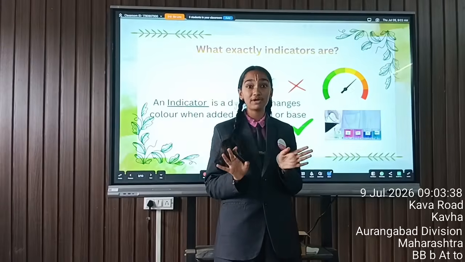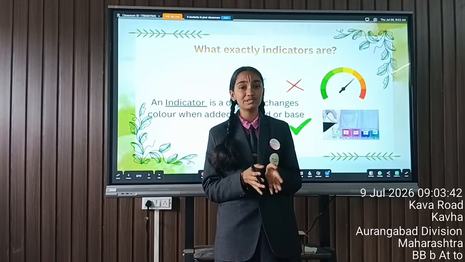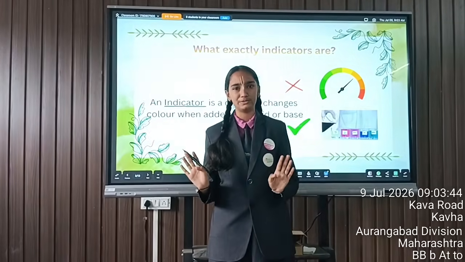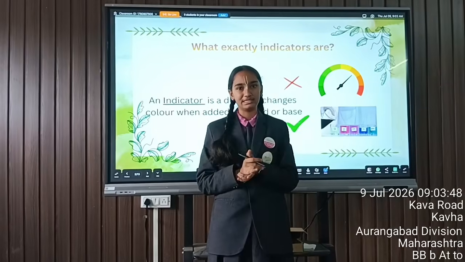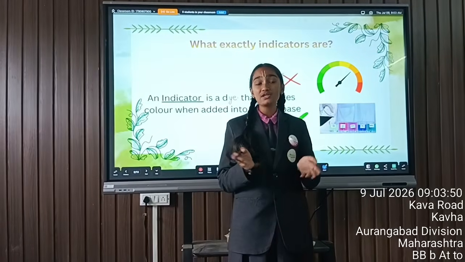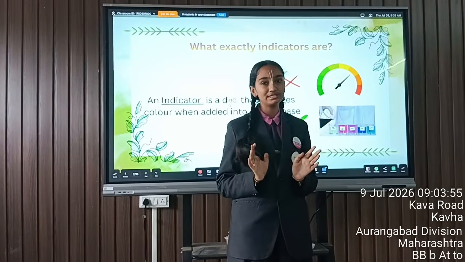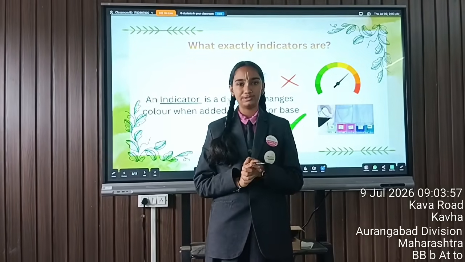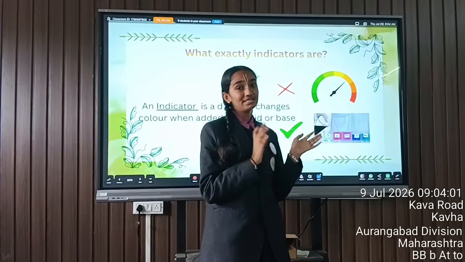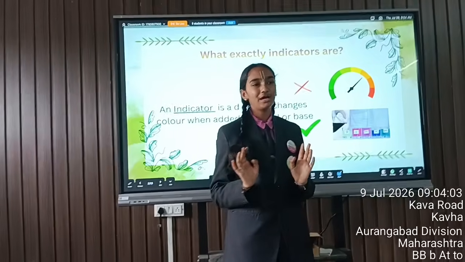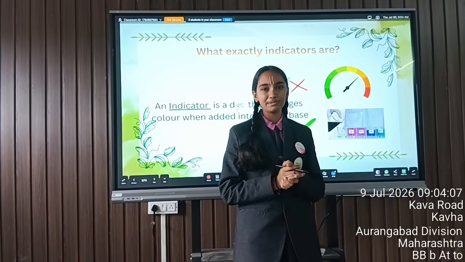I know that in one beaker there is an acidic solution, in one beaker there is a basic solution, and in one beaker there is a neutral solution. But I don't know which solution is in which beaker. And I have asked one of you to identify in which beaker the acidic solution is and in which the basic solution is. Now we know that acids are sour in taste and bases are bitter in taste. Now my question is, will you test by tasting?